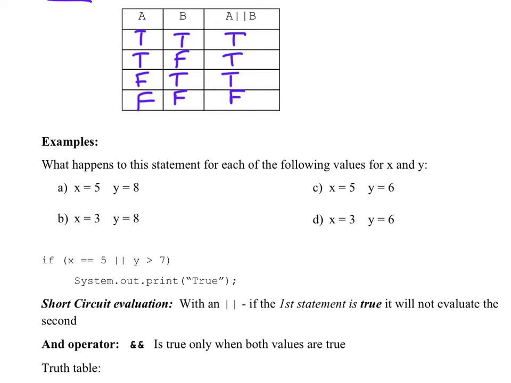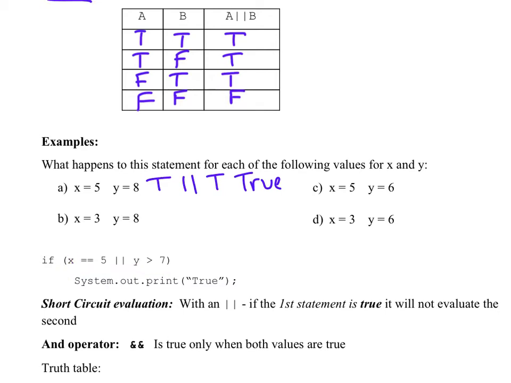Okay, so looking at this as an example, we're combining two conditions. So we have x is equal to 5 or y is greater than 7. So if x is 5, this would be true. And y is greater than 7, so since y is 8, this would also be true. So true or true would definitely output true.